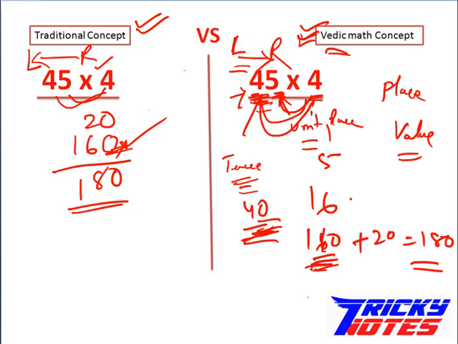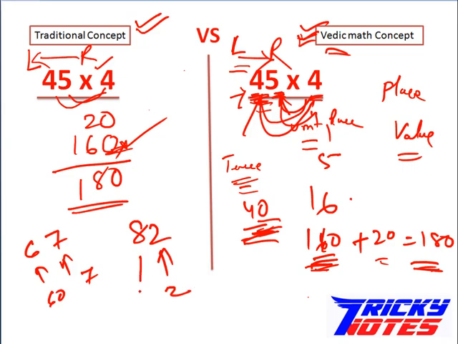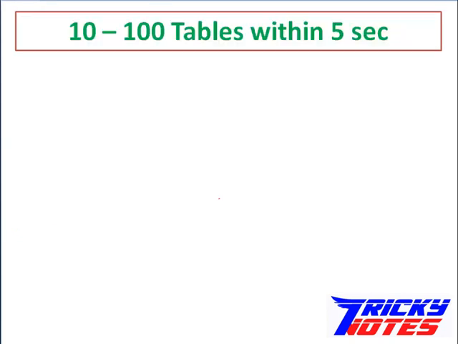Now I'll tell you a few more numbers where you will be telling me the place value. Let's see, 67. 7 is 7, the unit place, but this is not 6, this is 60. Remember, one more, 82. 2 is 2 because it is in the unit place, but 8 is not 8, it is 80. So students, place value is very important.